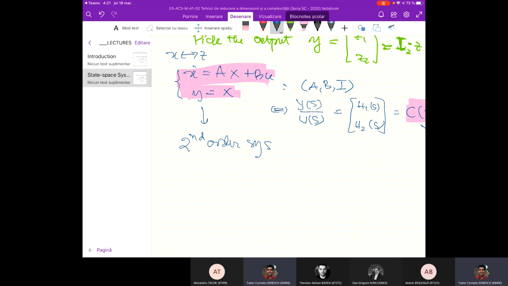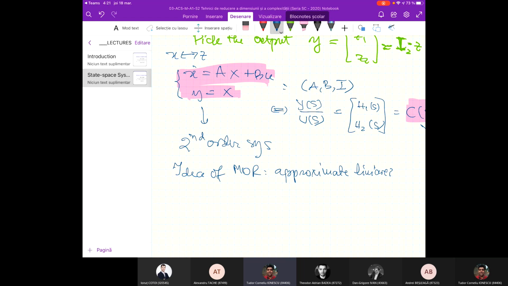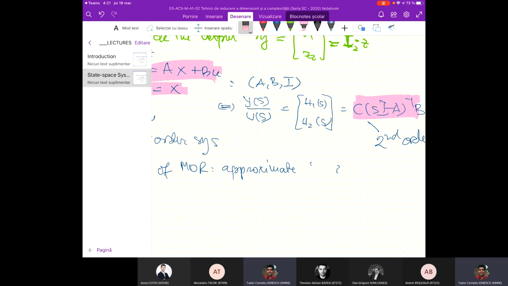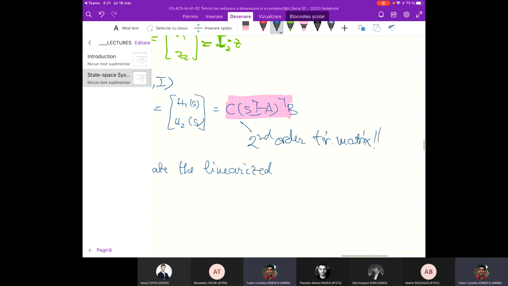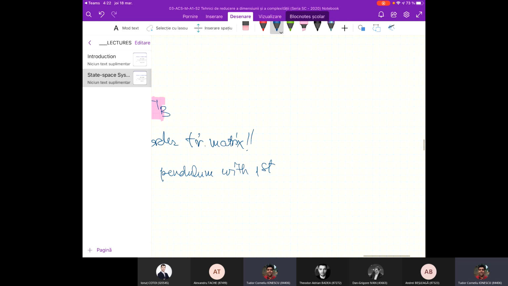Did I make myself clear why we study these objects and how we want to approximate them? Okay, so the idea of model order reduction: approximate the linearized pendulum with a first order transfer function.